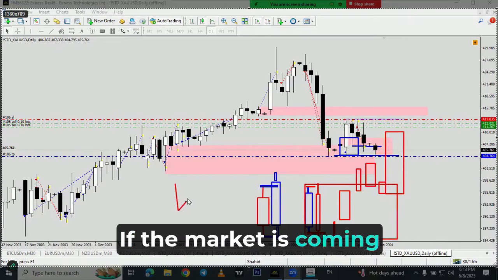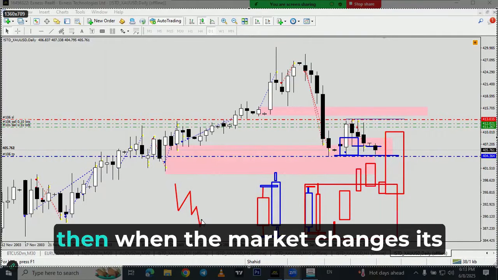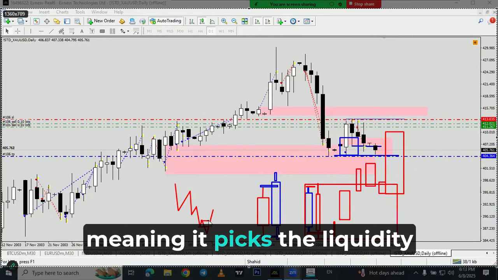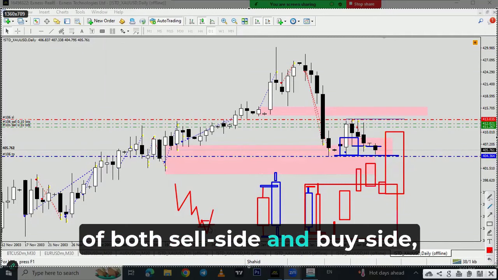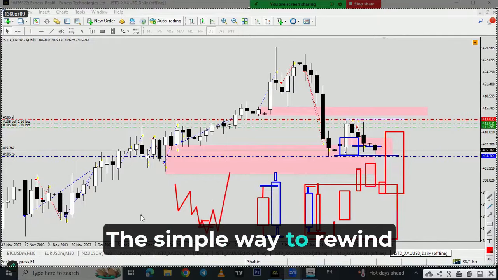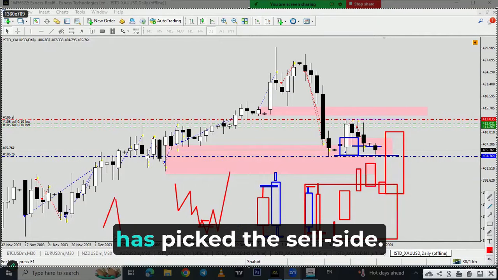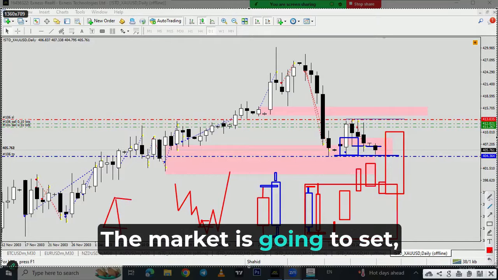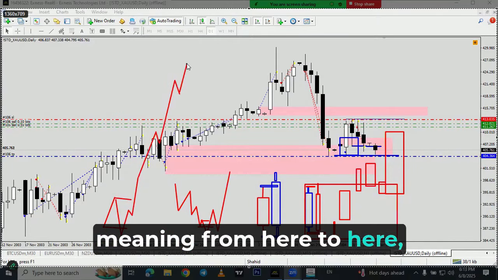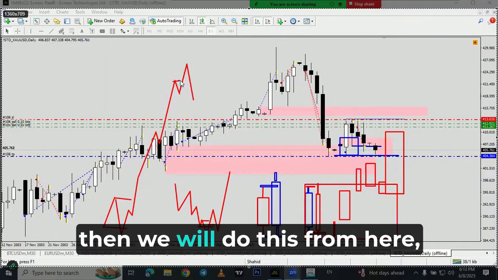If the market is coming bearish like this, then when the market changes its structure for the first time, meaning it picks the liquidity of both sell side and buy side, then after picking the liquidity, we buy it. The simple way to read liquidity is when the market has picked the sell side, the market is going to set the buy side. When the market sets buy side and sell side, meaning from here to here, a cycle will be completed.